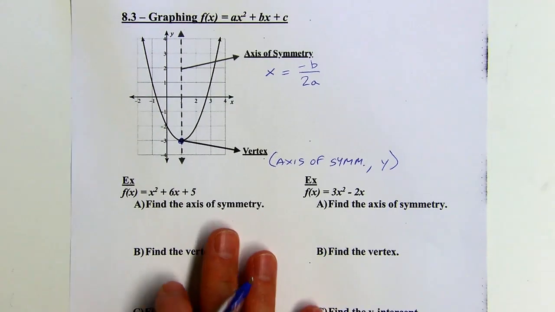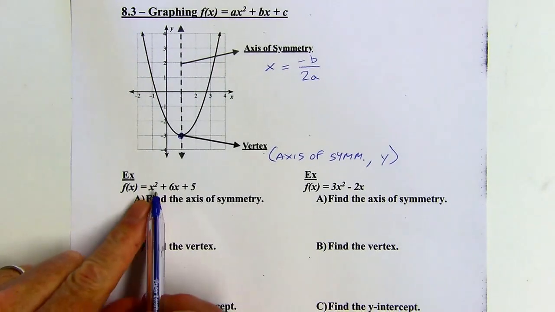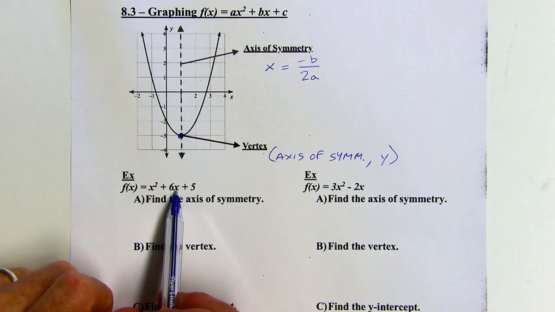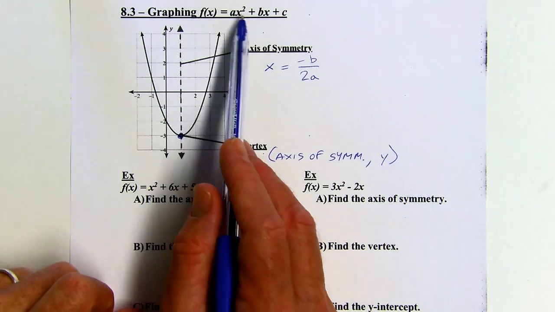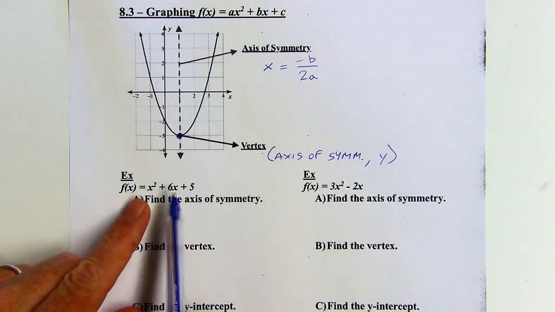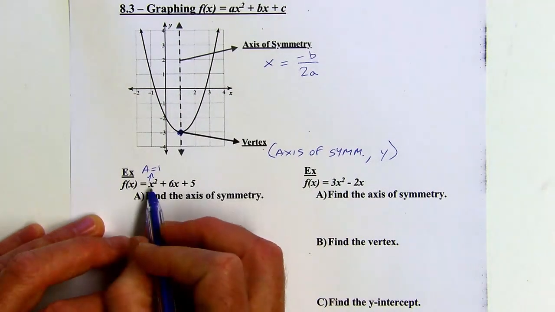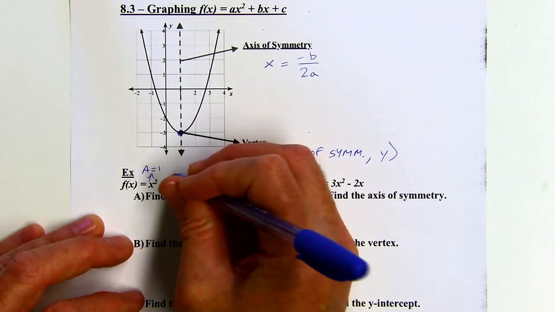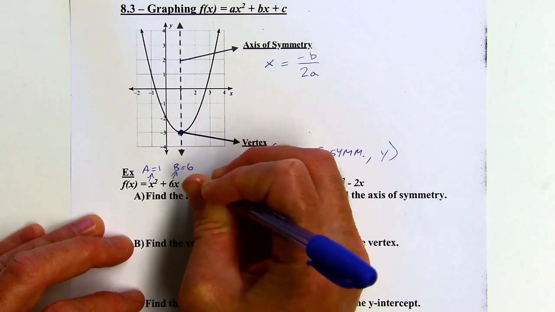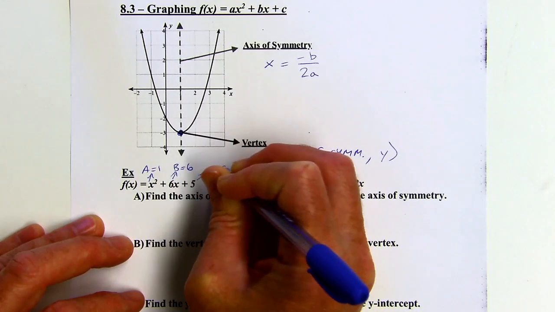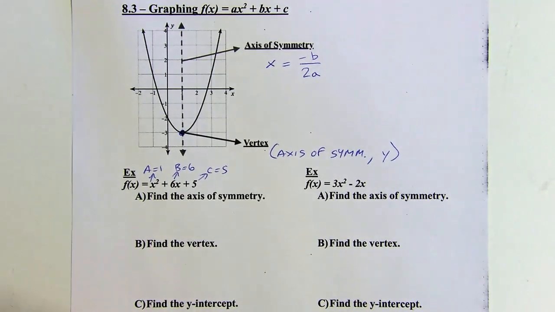First off, this is for equations that are in this format where you have x squared plus the x term plus something else, right? And you might have coefficients in front of these two. So here a is going to be 1 because there's nothing in front of the x squared, right? B is going to be 6, and c is 5. So it's important to recognize those things first.